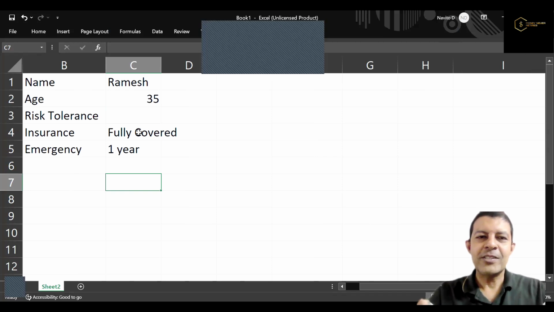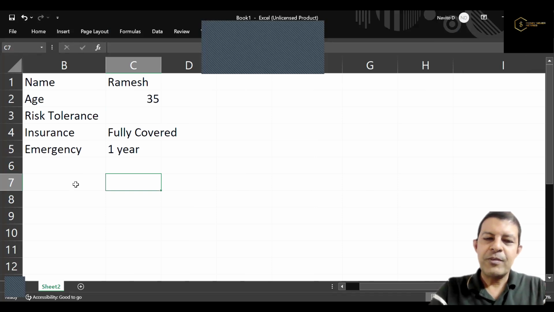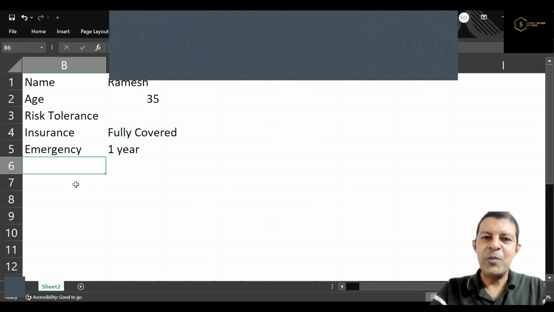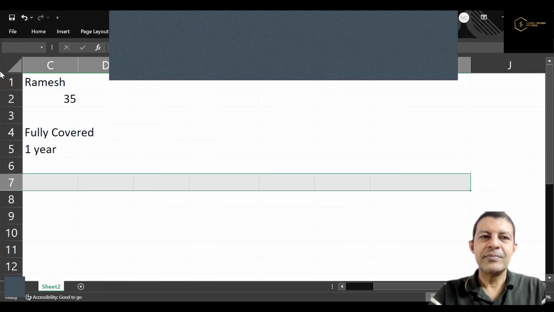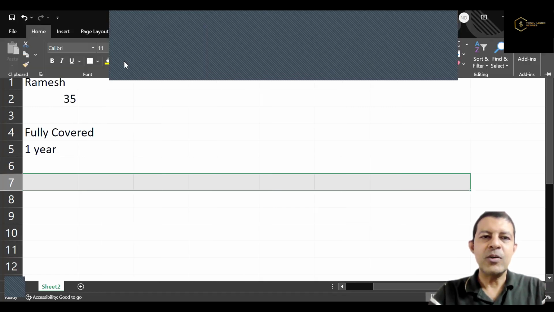And now let us understand from Ramesh what his goals are. That is the first step of a financial plan. So let's do a little bit of beautification for the Excel sheet. This is going to be the goals.